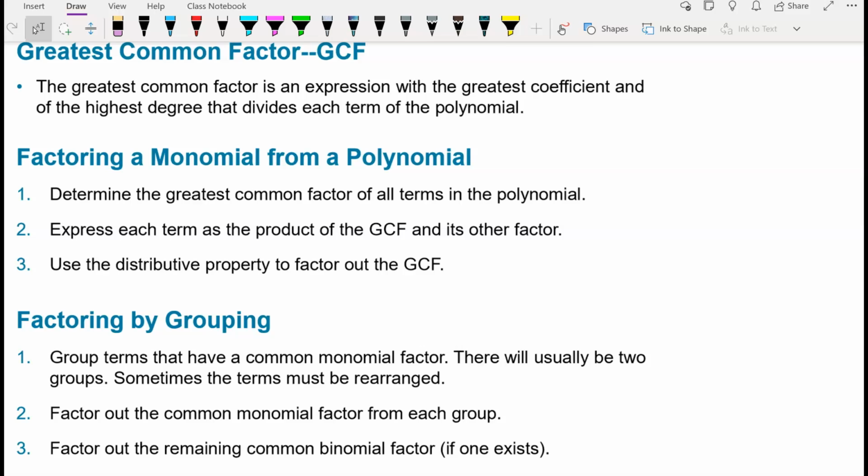And then factoring by grouping, and we'll go over each of these when we do each example too. So you're going to group the terms, and you take out the GCF of both, find the common factor, and then factor out the remaining common binomial.